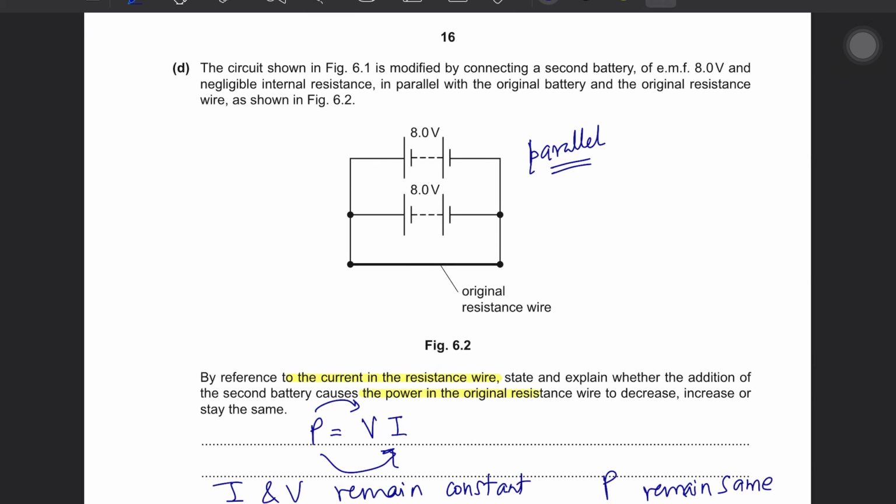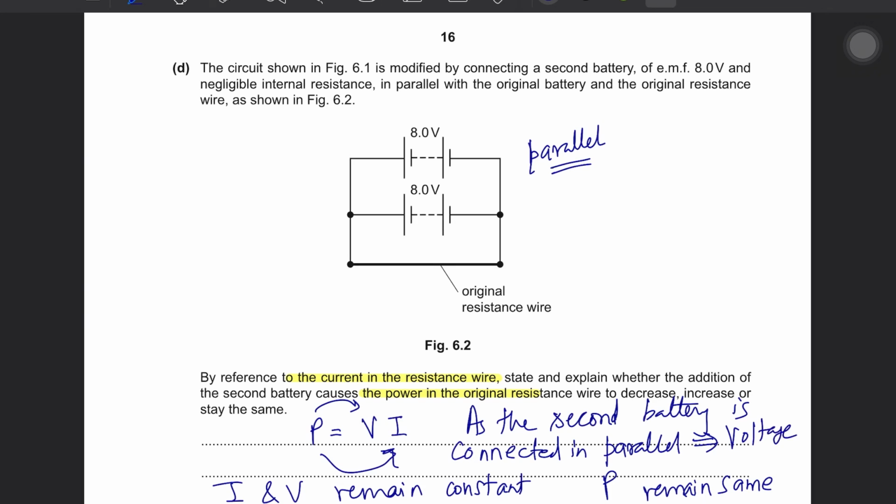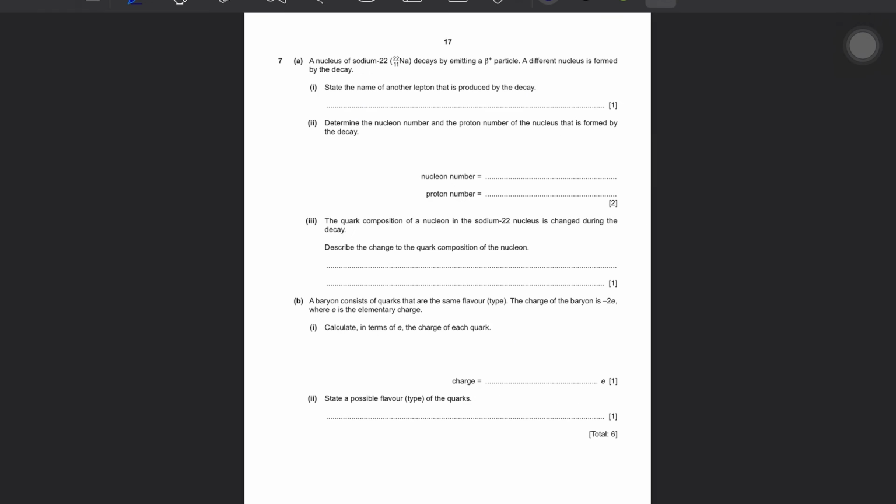Okay, we can also write that as the second battery is connected in parallel, therefore the voltage across the resistance wire remains the same. Because the batteries are connected in parallel, the voltage will remain the same, and therefore the current will also remain the same, and the power remains the same.